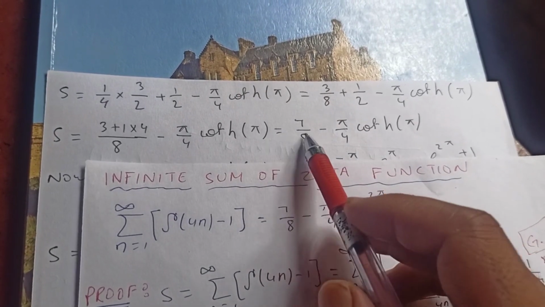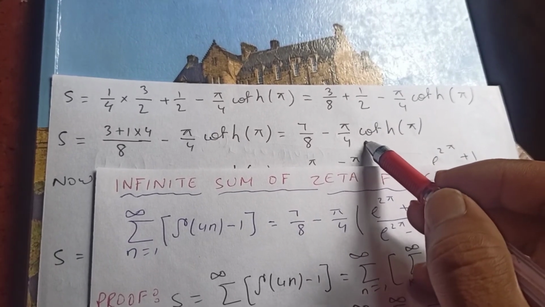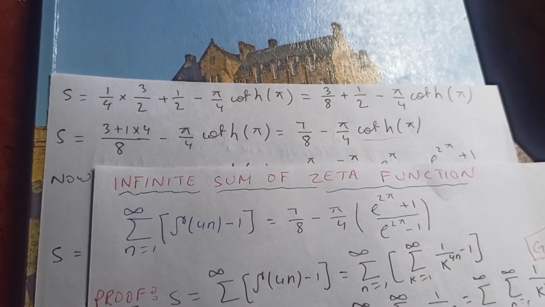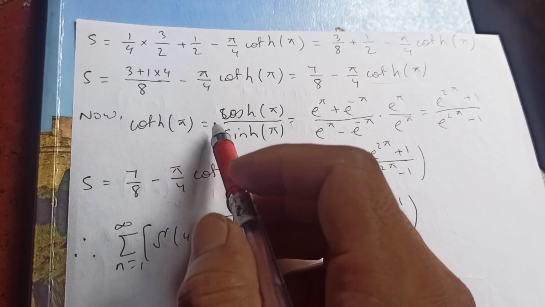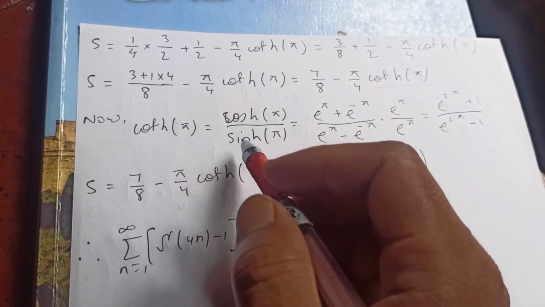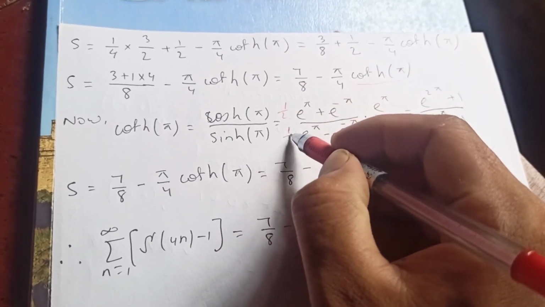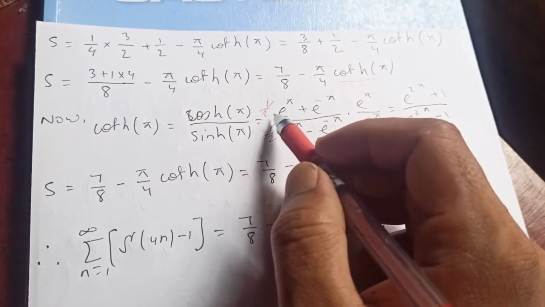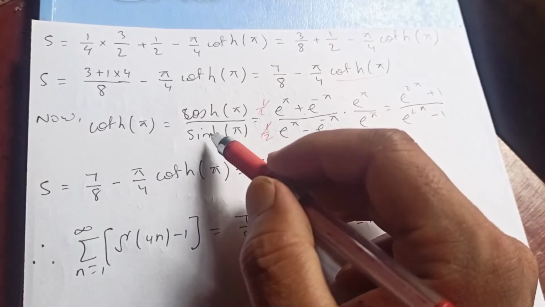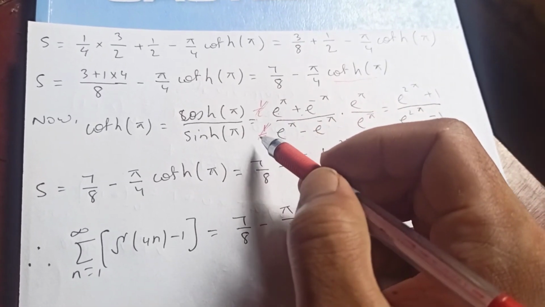This is near to our answer, right? 7 by 8 we already get here, negative pi by 4 we get already here, so we have to change this coth of pi to this one, okay? Now seeing the definition of coth, coth of pi is nothing but cosh of pi by sinh of pi. Here the 1 by 2 and the 1 by 2 will get cancelled out. So cosh of pi is 1 by 2 times e to the pi plus e to the negative pi, and sinh of pi is 1 by 2 times e to the pi minus e to the negative pi. So half will get cancelled.